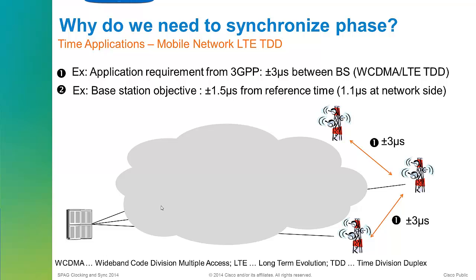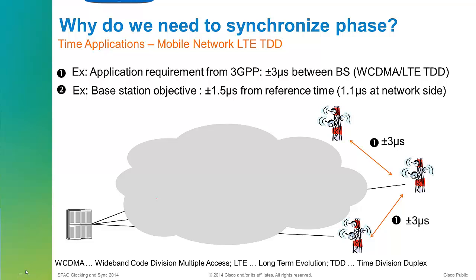Now, some particular radio technologies require this and others do not. I'll give you a chart a little bit later showing which. Normally what they say is this requires 3 microseconds between cell sites. So what this means is that each of the cell sites must understand phase and never be more than 3 microseconds out of step with each other.